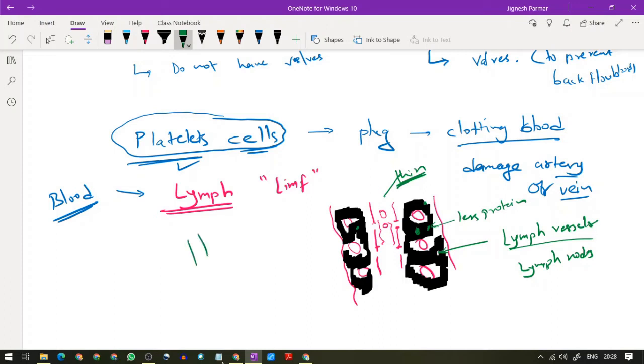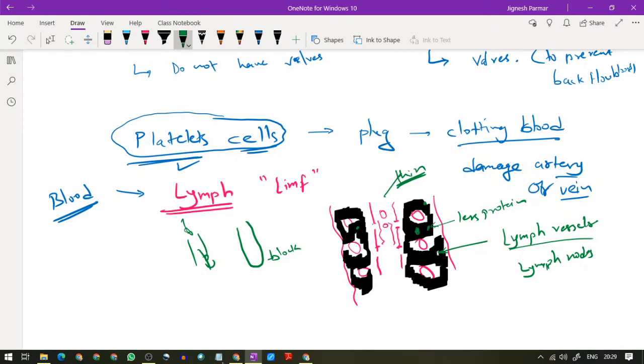So blood vessels are open ended. On both sides they have an open ending, but when it comes to the lymph vessels, they are closed at one end. It is blocked at one end. Now the question arises, sir, if it is blocked, then how does the fluid go inside?